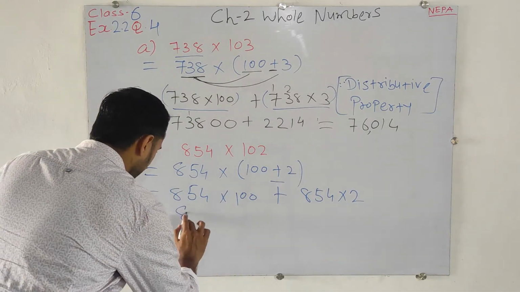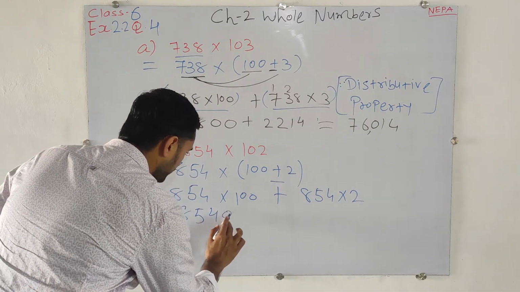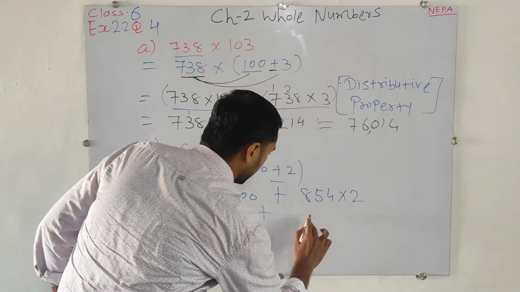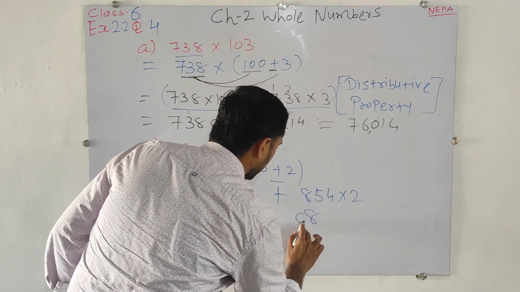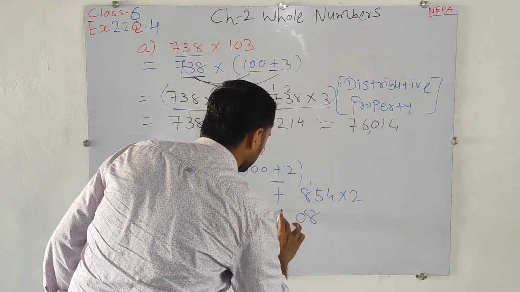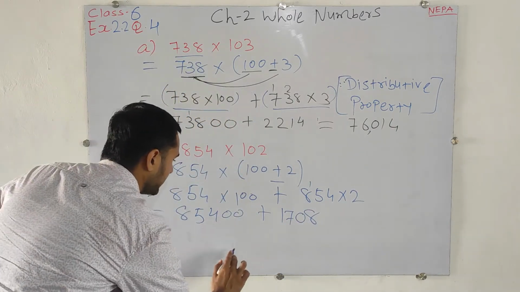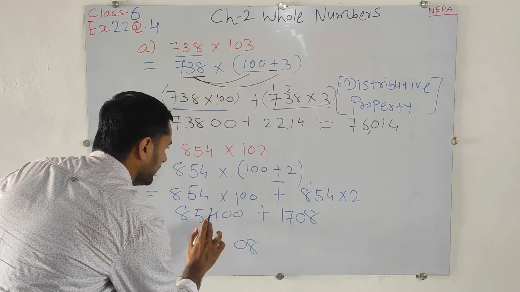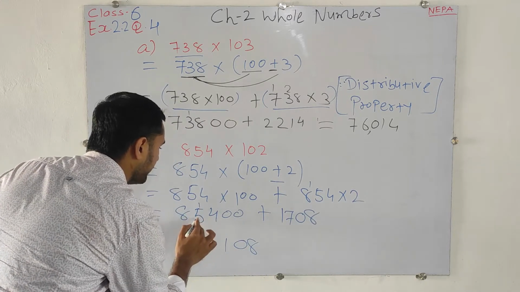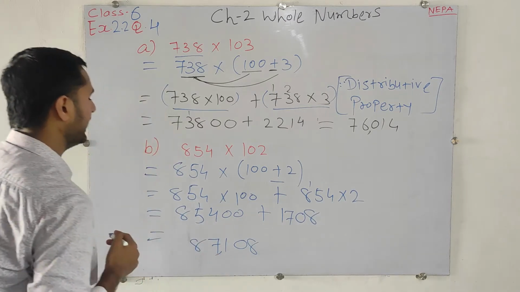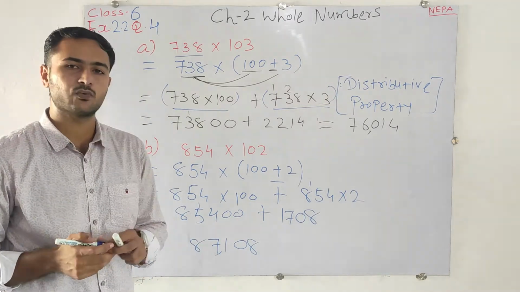So it will be 85400 plus 854 multiplied by 2, it will be 4 twos are 8, 5 twos are 10, 1, 8 twos are 16 and 1 is 17. Now add it. So that is 0, 8, 7 and 4 is 11, 1 carry, 5 and 1 is 6 and 1 is 7 and 8 as it is. So that is 87,108. That is the final answer.